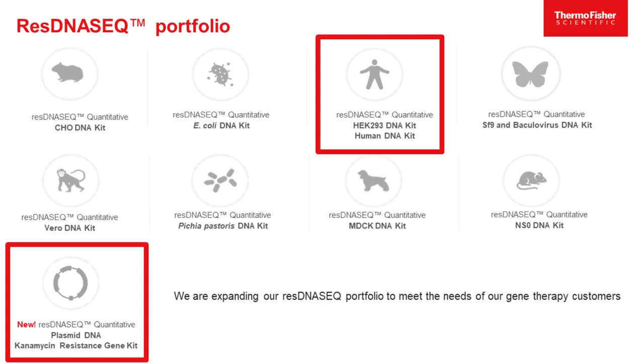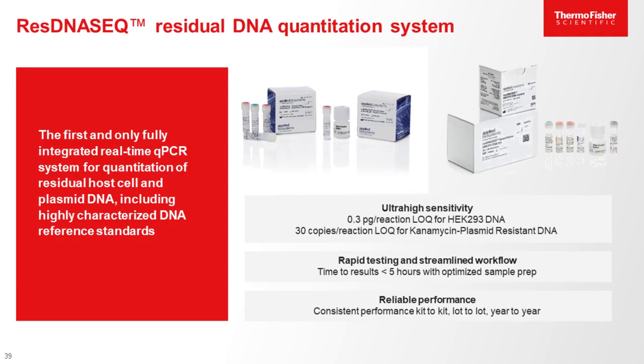flavors. The Applied Biosystems resDNASEQ assay is a fully integrated real-time qPCR-based system for the quantitation of residual DNA. The system includes highly characterized DNA reference standards. The key features of the assay are ultra-high sensitivity with a limit of quantitation of down to 0.3 picogram per reaction for HEK293 DNA and 30 copies for kanamycin plasmid resistant DNA, a rapid and streamlined workflow with optional sample preparation automation and time to results of less than 5 hours, and a reliable performance that provides consistent results from kit to kit, lot to lot, and year to year.